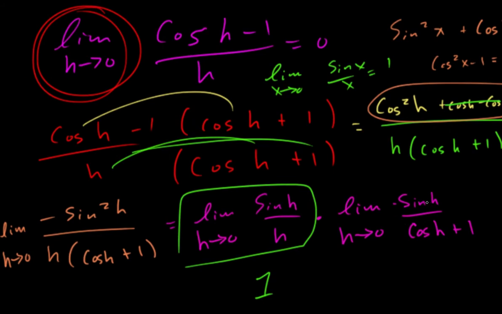Over here, if we plug in a 0 to negative sine, we're going to get 0. And if we plug in a 0 to cosine, we're going to get a 1. So 1 plus 1 is 2. So we get 1 times 0 over 2. And so 1 times 0 is equal to 0.